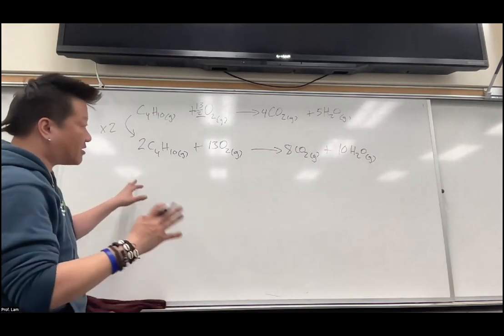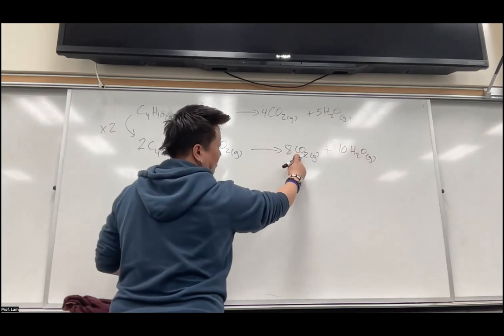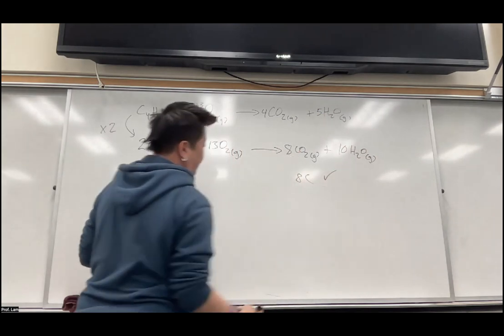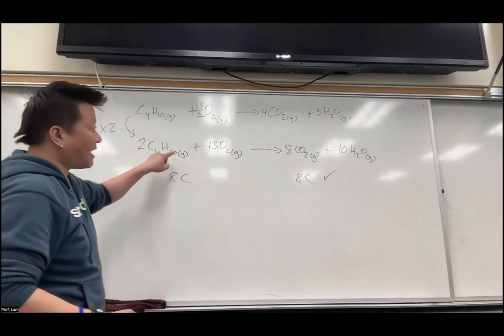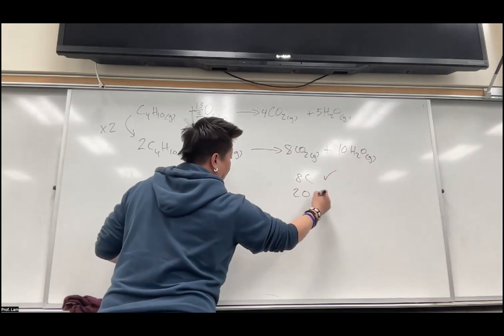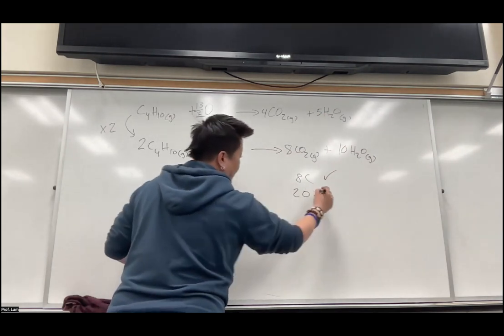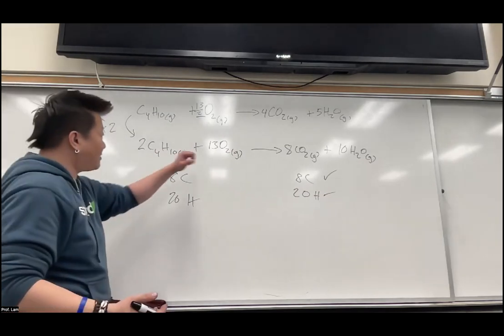So let's count carbons on each side. 2 times 4 is 8, so I got 8 carbons. Oh, 8 times 1, so I have also 8 carbons here. So carbons balanced. I'm going to count hydrogens. 2 times 10 is 20 hydrogen on the left side. Over here, 10 times 2 is 20. So I got 20 hydrogen on each side. That's balanced, right?